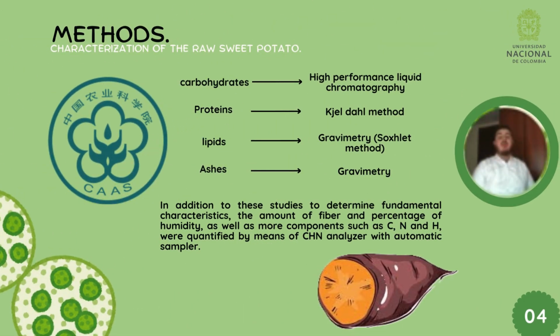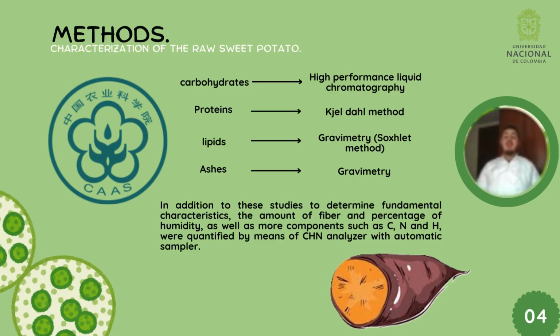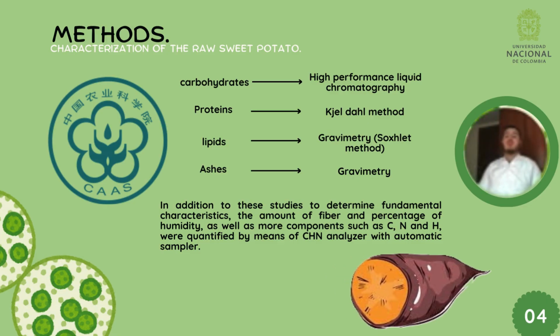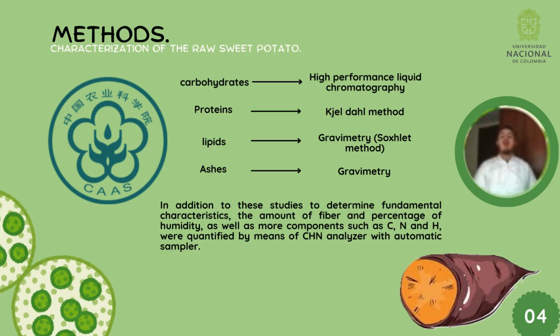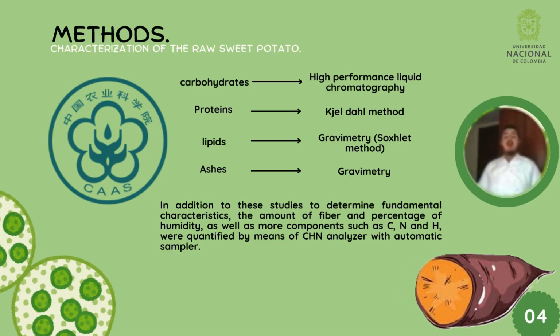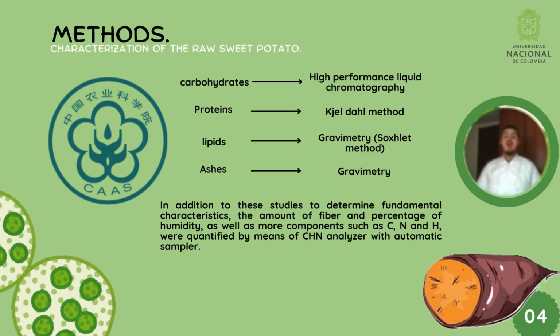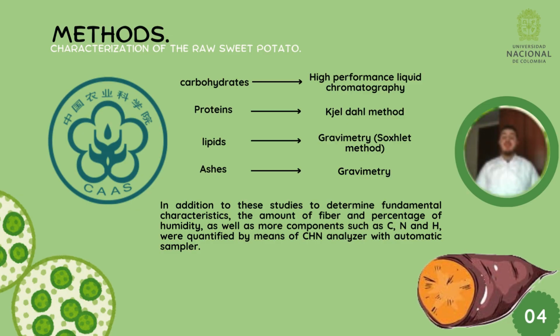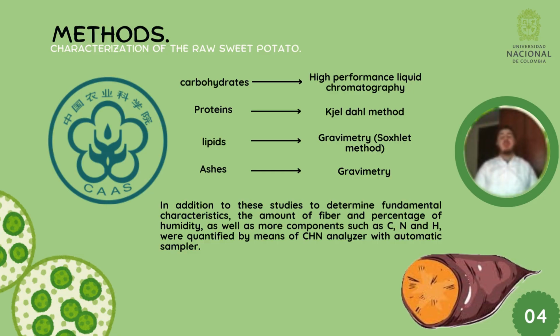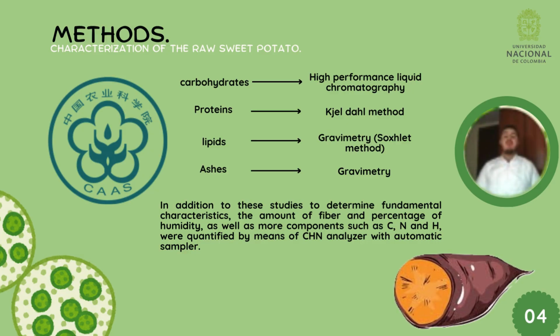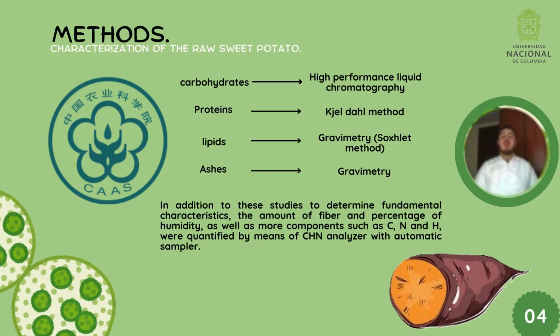Characterization of the raw sweet potato. A detailed characterization of the raw sweet potato used in the process was performed to determine its viability as raw material for bioethanol production. Analyzed parameters: fiber content and moisture percentage, elemental composition of carbon, hydrogen, and nitrogen using an automatic analyzer. Carbohydrate, protein, and lipid concentrations were obtained through chemical analysis techniques.